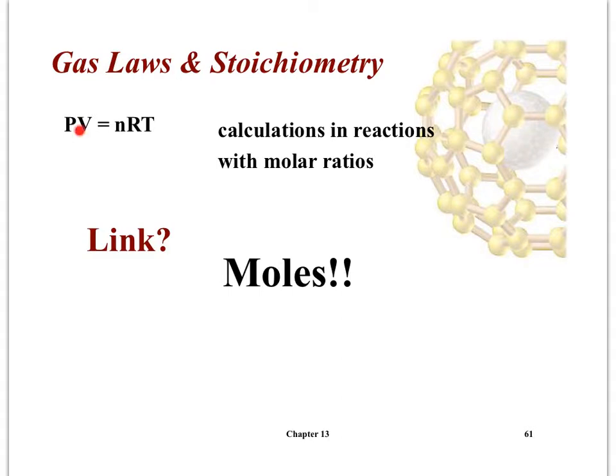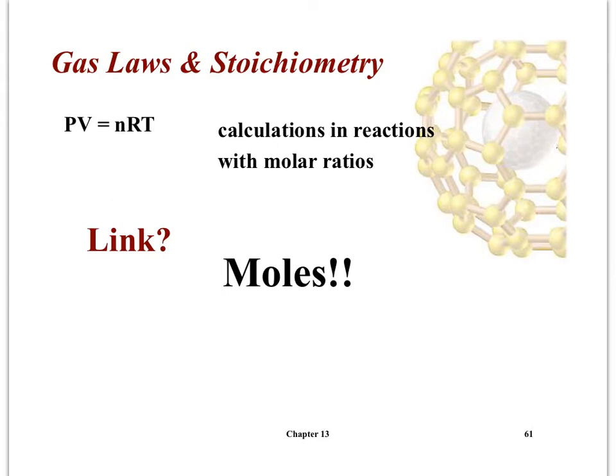Either we're going to use PV equals nRT first to solve for moles, and then once we solve for the moles, we can use those moles to get something else using stoich calculations. Or we're going to do stoich calculations to find moles of something and then convert it to moles of a gas and then plug it into here to either find its volume or its pressure or its temperature.